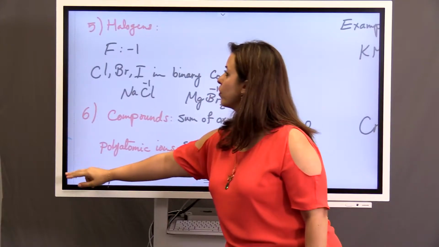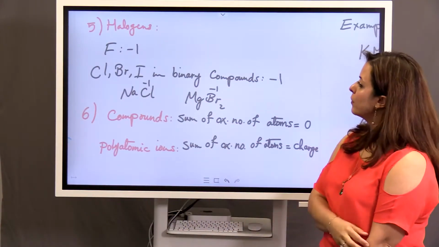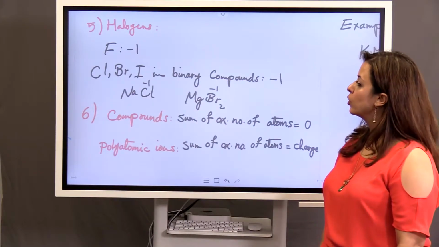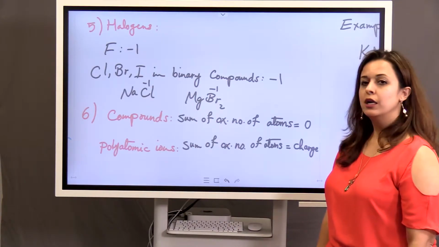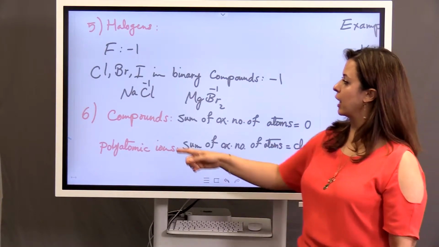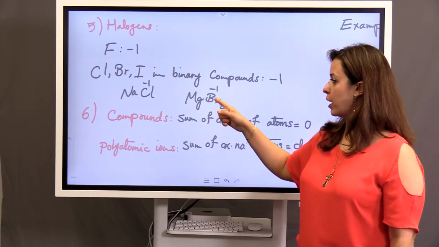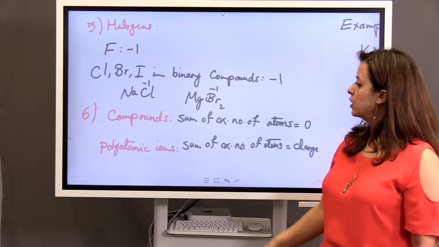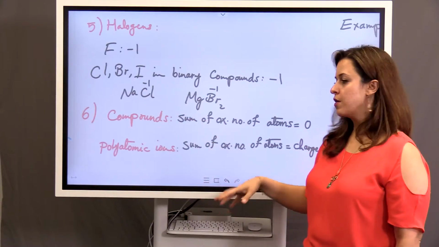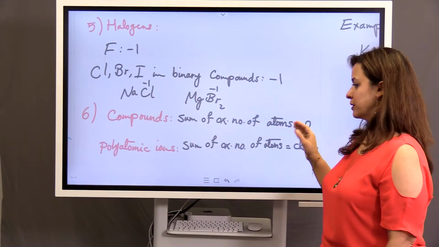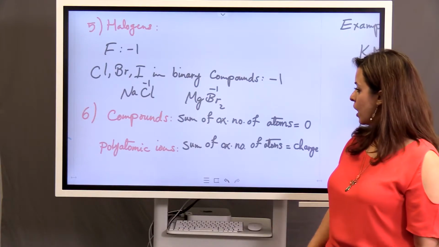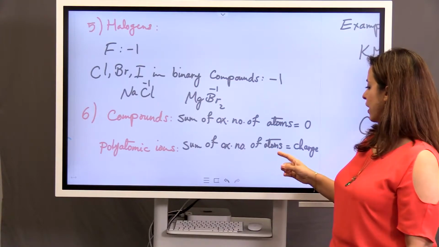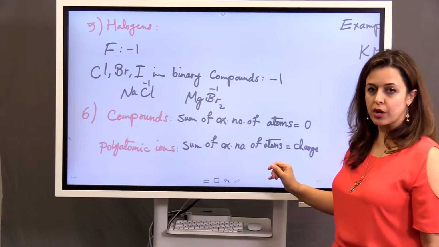Next rule, for halogens, group 17 elements. For fluorine, the oxidation number is always -1. For chlorine, bromine, and iodine, in binary compounds like in NaCl and in magnesium bromide, MgBr2, their oxidation number is -1. For compounds, the sum of oxidation numbers of atoms must be equal to 0. And for polyatomic ions, the sum of oxidation numbers of atoms must be equal to the charge on the ion.